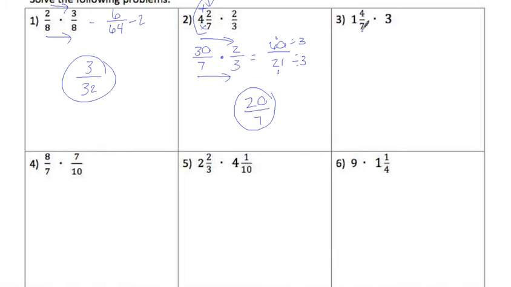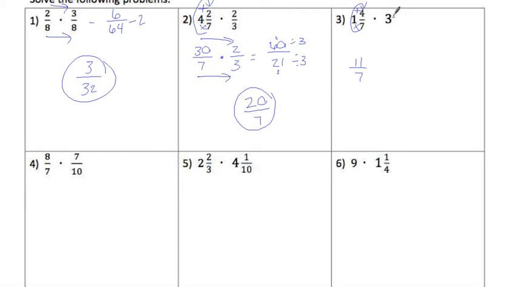So if we look at number 3, we have to convert this one. Multiply on the bottom, add on the top. And this one may have been a little bit tricky after this. So 7 times 1 is 7 plus 4 more, 11 over 7.